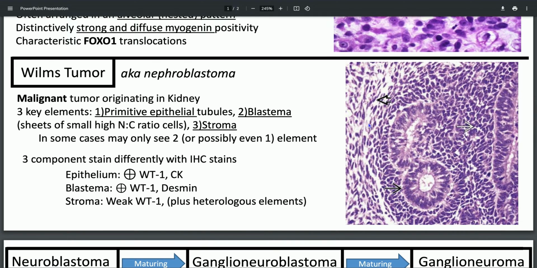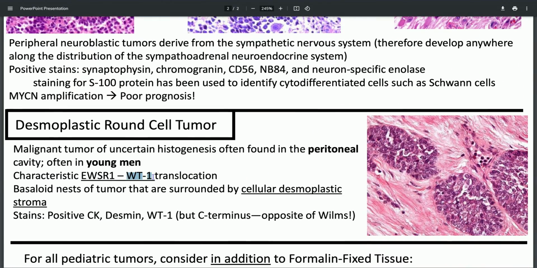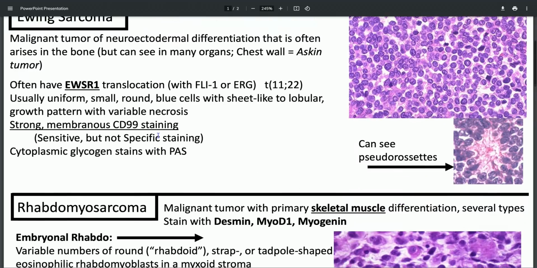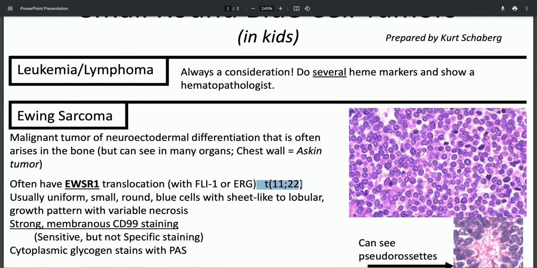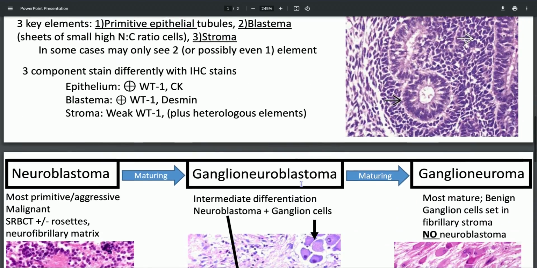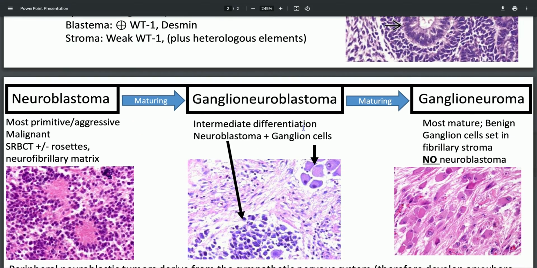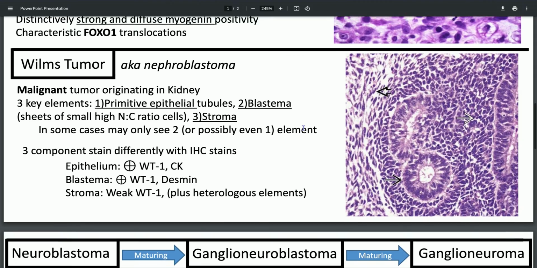For Wilms tumor, the mutation is in the Wilms tumor gene, WT1, and that's on chromosome 11. That's important to know because you'll see that the desmoplastic small round cell tumor is also WT1. Its EWSR1 is on 22, and WT1, that gene is on 11, so it's t(11;22). Same as your Ewing sarcoma, but just different translocations. Okay. Some syndromes where you might see Wilms tumor include Beckwith-Wiedemann syndrome, as well as WAGR syndrome, W-A-G-R.